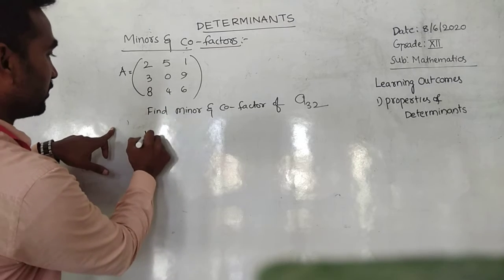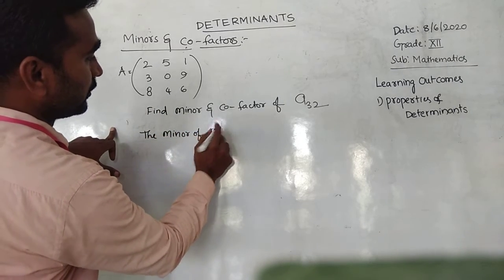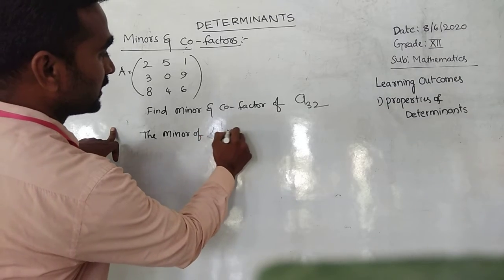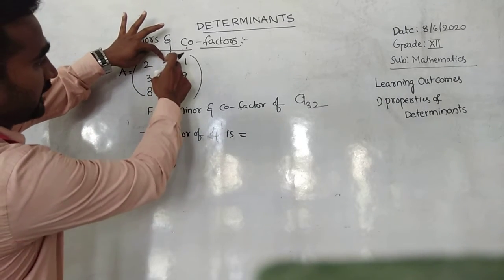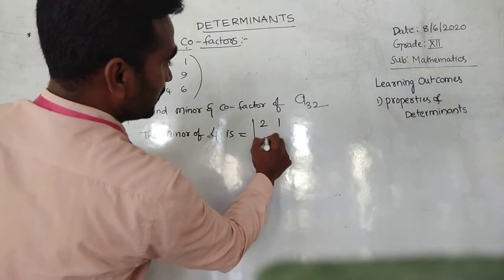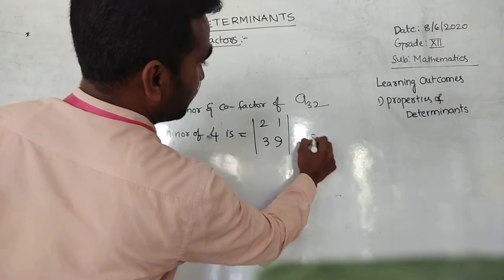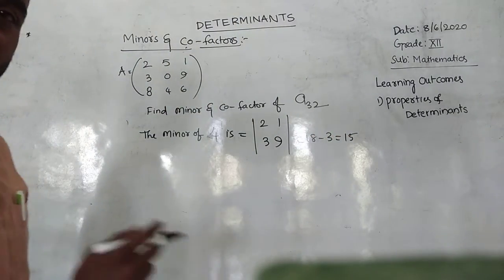So 4. The minor of 4 is the determinant of the 4 elements obtained by deleting this row and this column. So 2, 1, 3, 9. That is 18 minus 3, which is 15. The minor of the a32 element is 15.